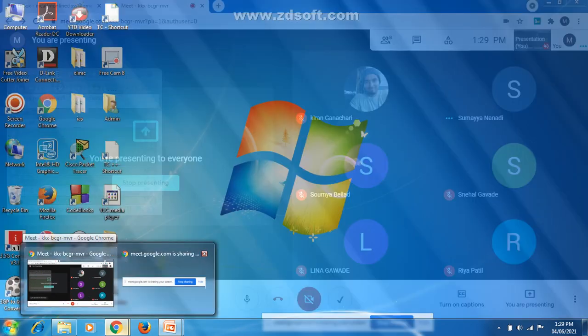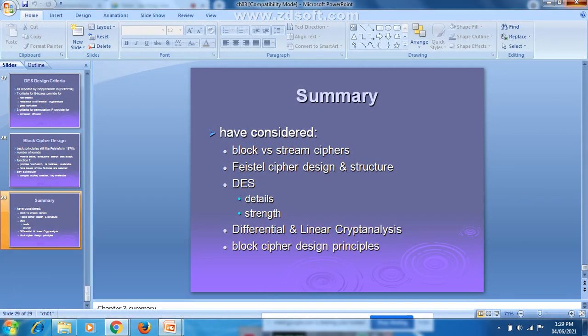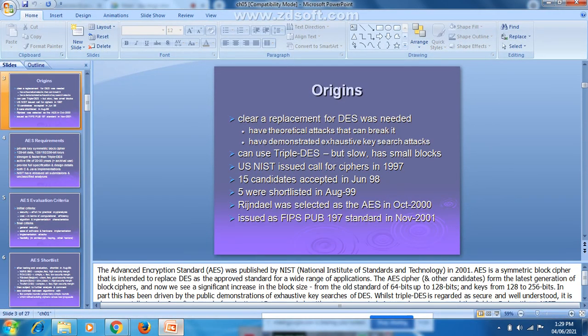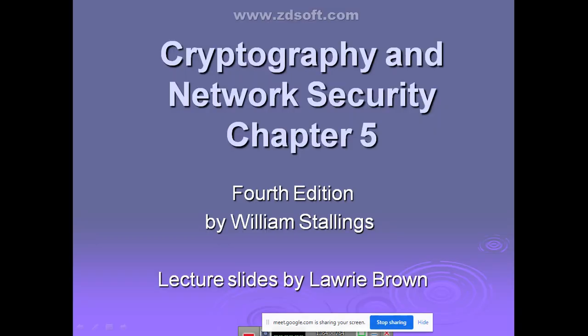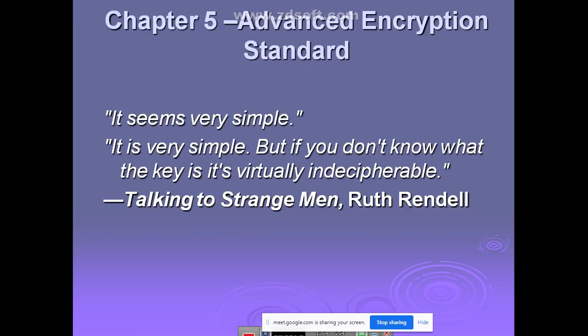Okay, then today we'll start with the next chapter, that is advanced. Can you see the PPT, guys? Yes. Okay, next chapter is all about advanced encryption standard, right? In the last chapter we have studied DES, that is data encryption standard. Now in this chapter we are studying AES. AES is nothing but advanced encryption standard. Clear?